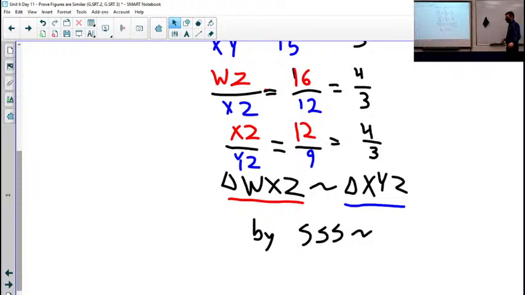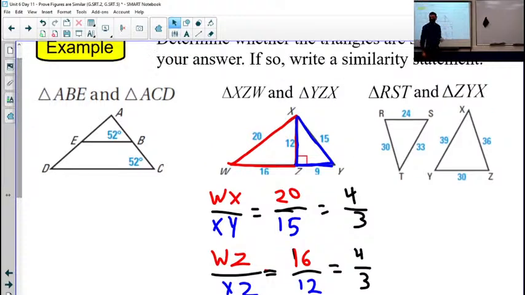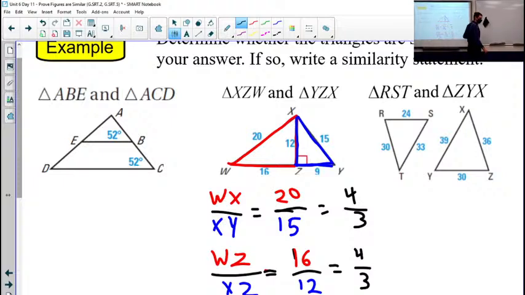So again, make sure when you're setting up these fractions, you set up shortest side with shortest side, middle side with middle side, longest side with longest side. Let's look at this again in the next one, because this is also going to be trying out side, side, side. I won't show it as in-depth this time. We're going to go quicker.